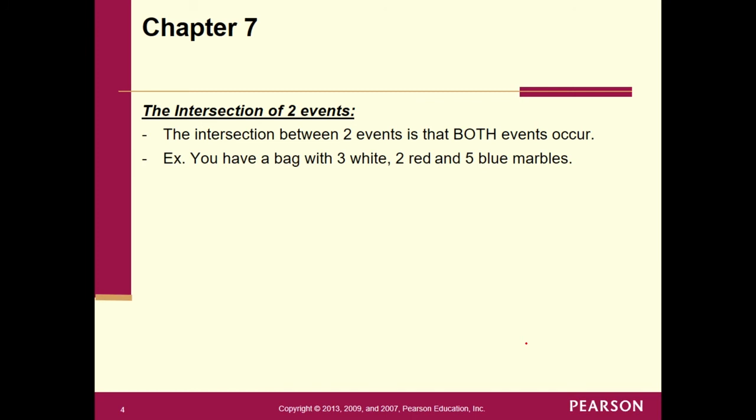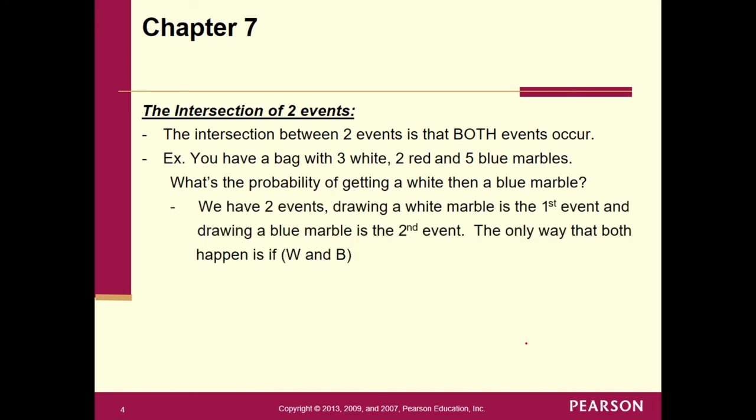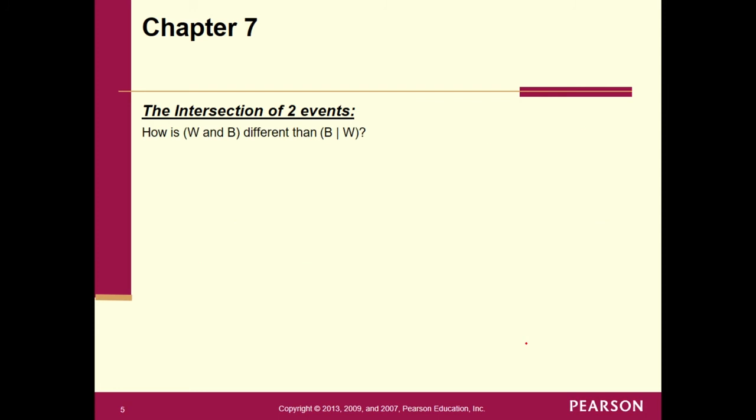Let's say you have a bag with 3 white, 2 red, and 5 blue marbles. What's the probability of getting a white, then a blue marble? Well, we have two events. The first event is drawing a white marble. The second event is that we draw a blue marble. The only way both happen is if we have W and B. We'll get to figuring out the probability here in a little bit.